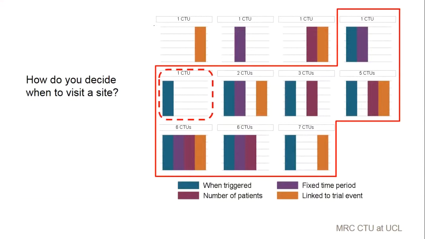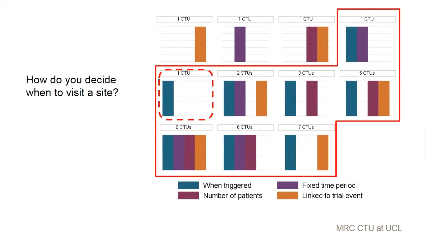So the others are doing other things along with triggered monitoring. I can give you two examples here. I did a trial where we did triggered monitoring, and we also said that if we hadn't visited a site for 3 years, we would visit a site. So that would be triggered monitoring and a fixed time period.